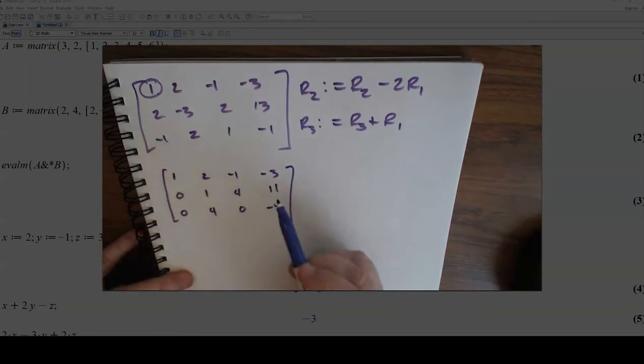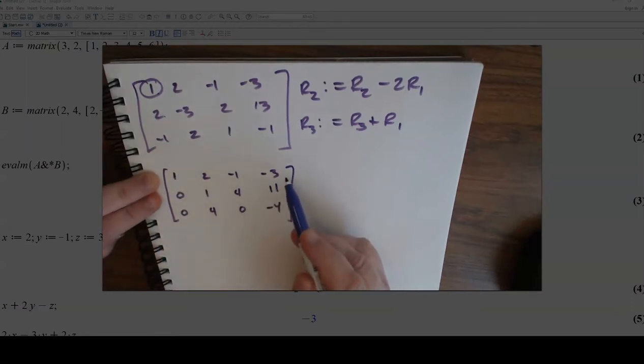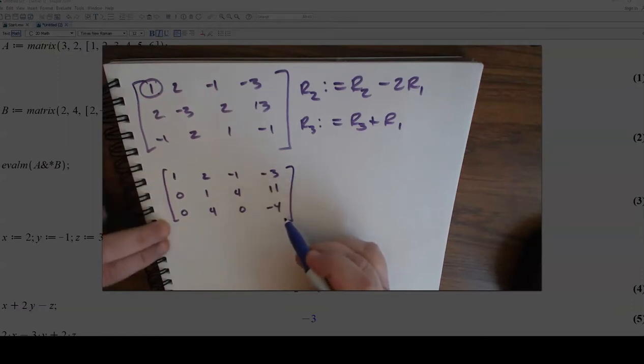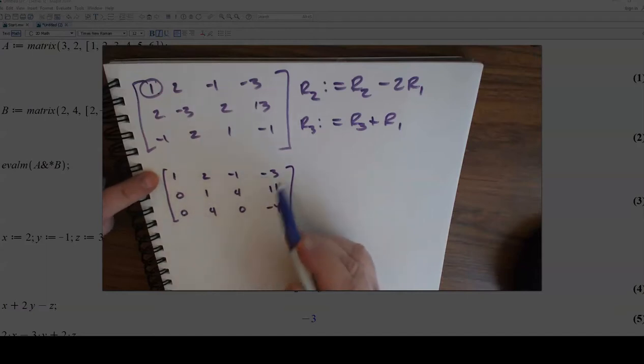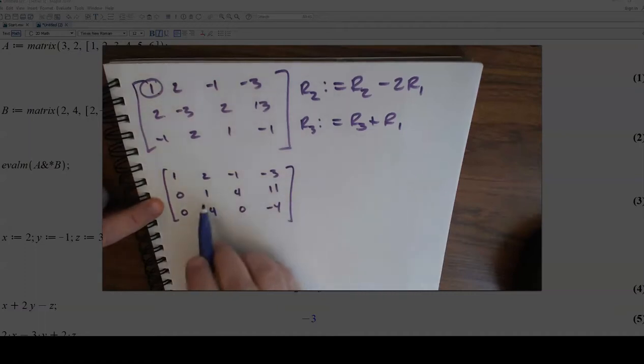Okay, so I have my first pivot here. I've got zeros below it. From now on, I will not add the first row to the other 2 rows. Never. Don't do it, because that will screw up your zeros. So R1 will never get added to other rows in this process. So now I have my pivot.